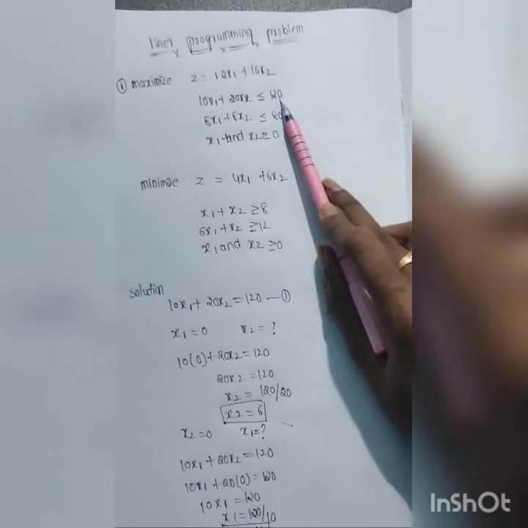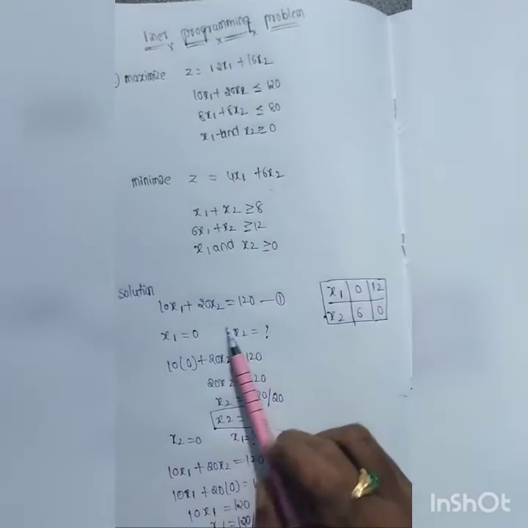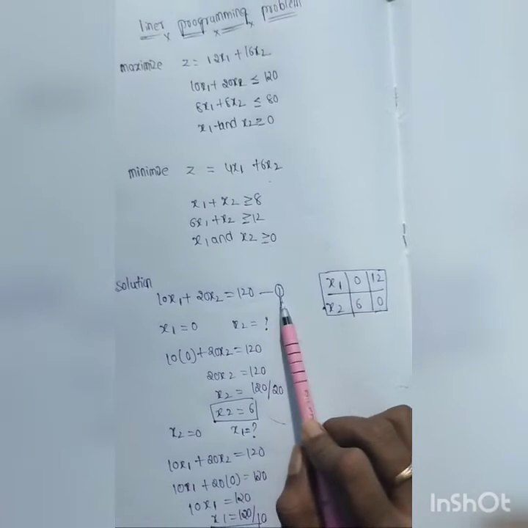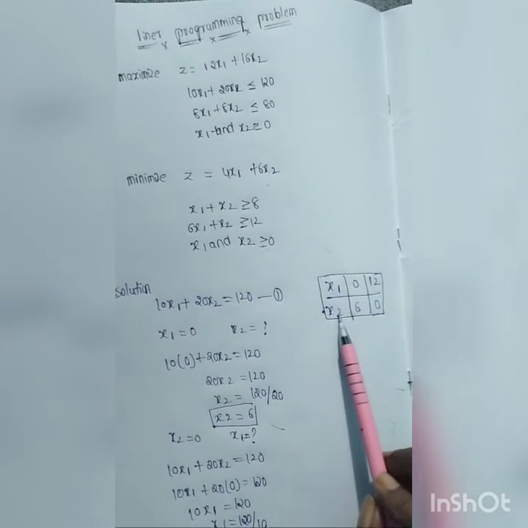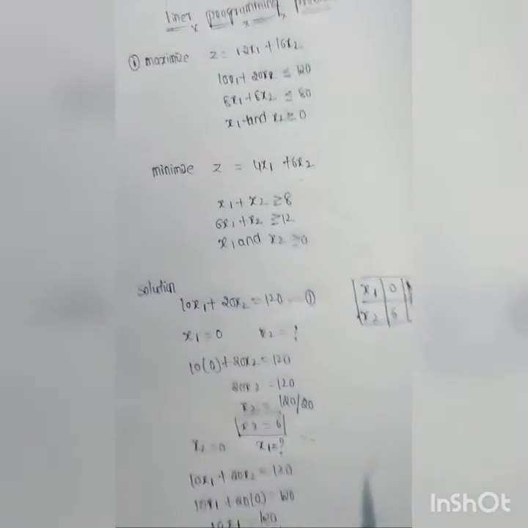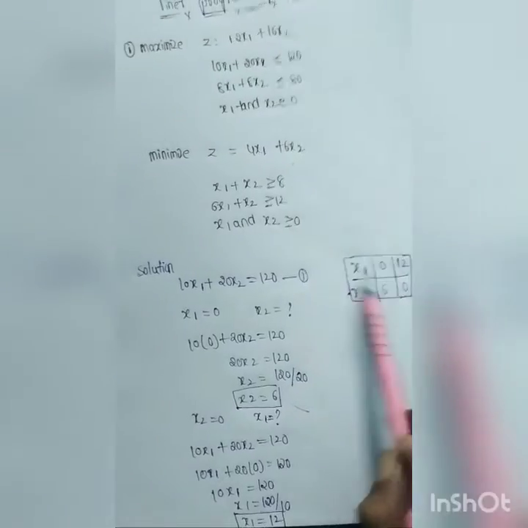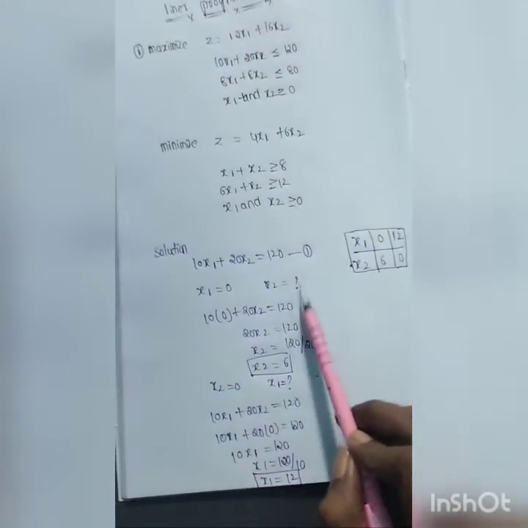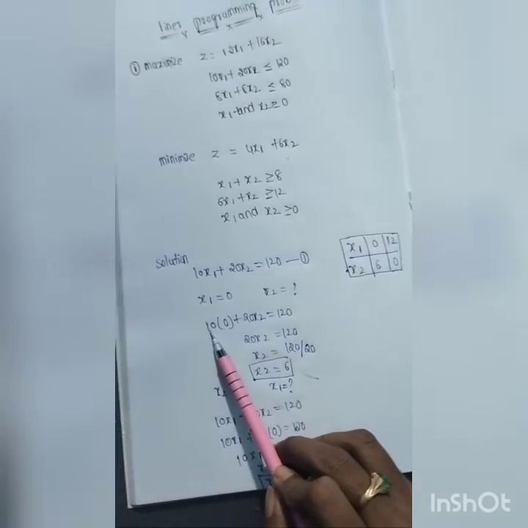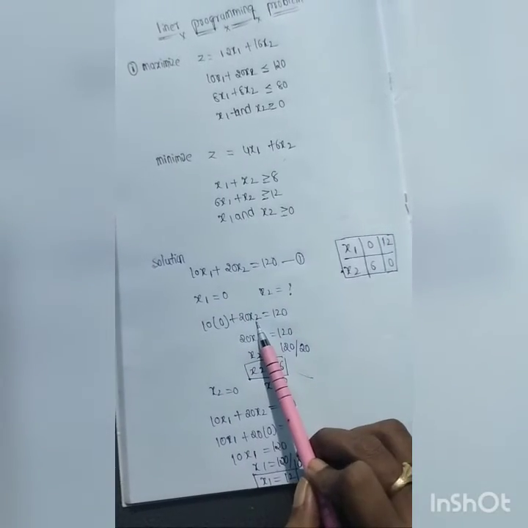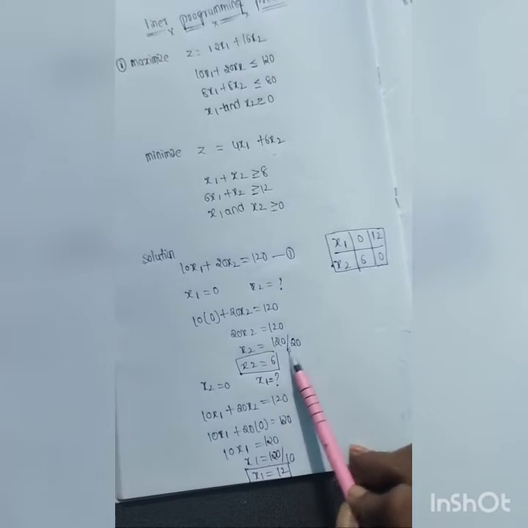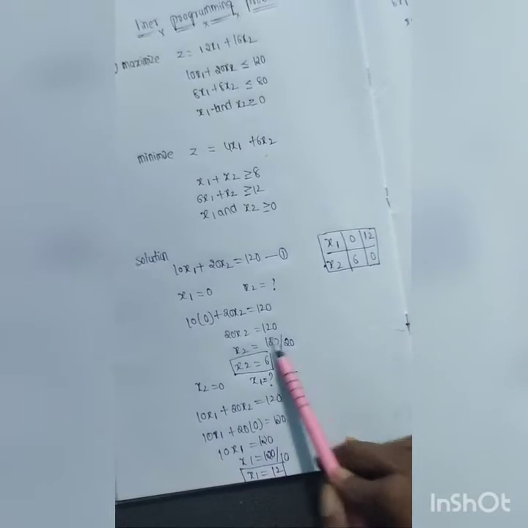Just convert the first constraint into equation format: 10x1 plus 20x2 equals to 120. This is the first equation. Now we have to find out the values for x1 and x2. We need two points to plot in the graph sheet. First take x1 as 0. So x2 we don't know. Substitute the x1 value into the first equation. So 20x2 equals to 120 and x2 equals to 120 by 20, so x2 equals to 6.